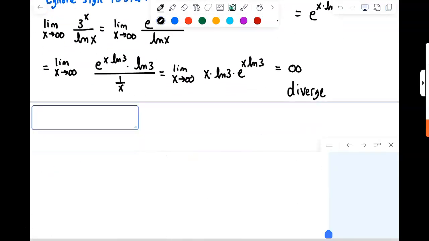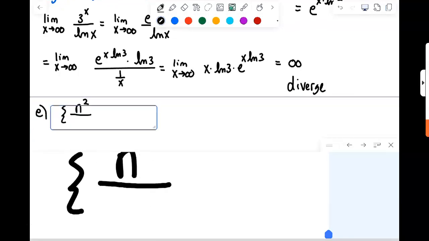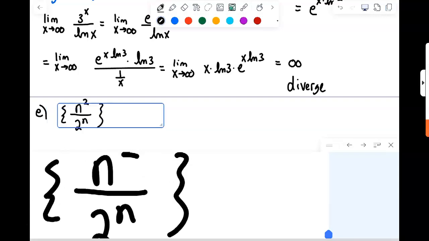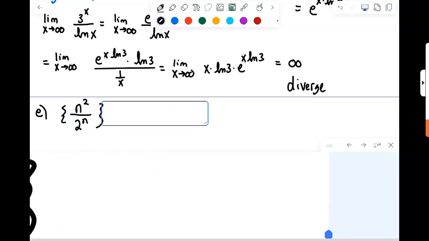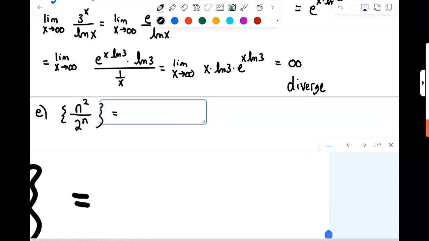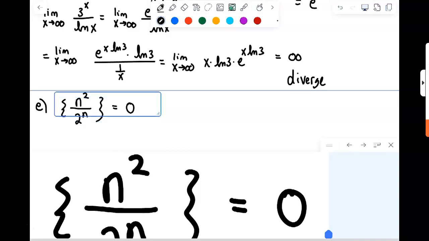Okay. Let's look at one more. This is actually a quick one here. Sequence n squared over 2 to the n. This is a polynomial, n squared, over an exponential 2 to the n. And we know from our previous knowledge, and we can leverage that here, that, hey, this thing is simply just going to go to 0, right? Because the exponential is going to outperform the polynomial.